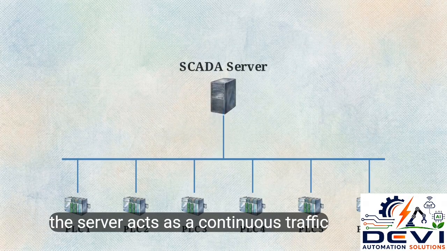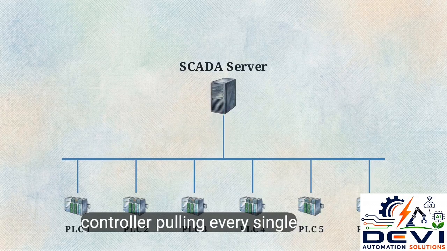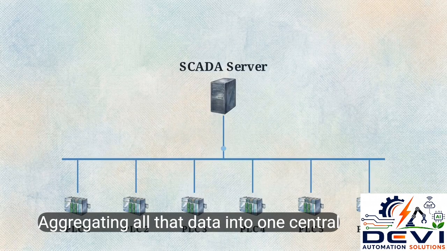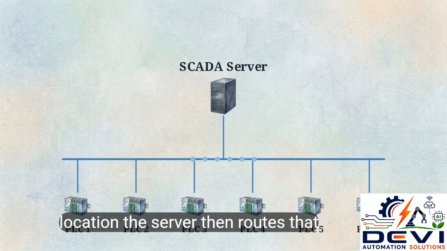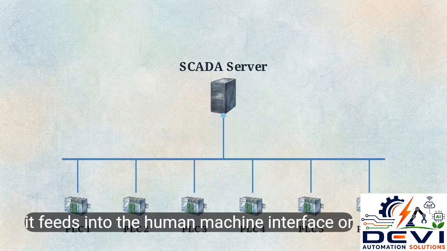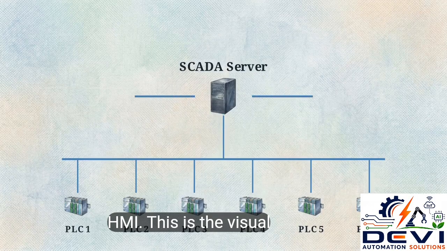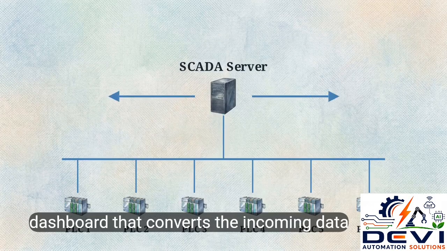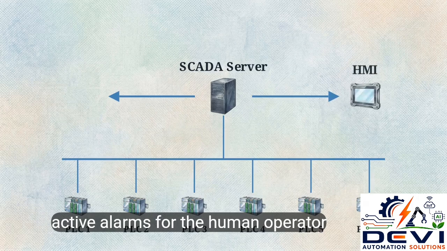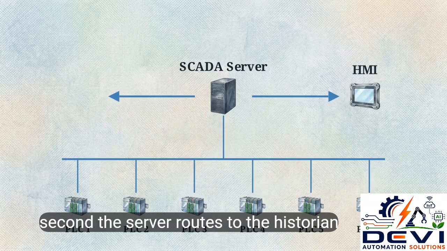The server acts as a continuous traffic controller, polling every single PLC multiple times a second and aggregating all that data into one central location. The server then routes that data to two primary outputs. First, it feeds into the human-machine interface, or HMI. This is the visual dashboard that converts the incoming data into readable graphs, trend lines, and active alarms for the human operator. Second, the server routes to the historian database.